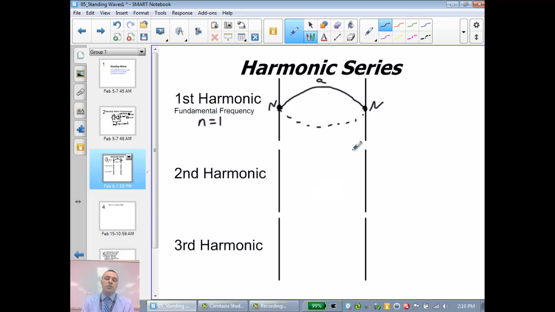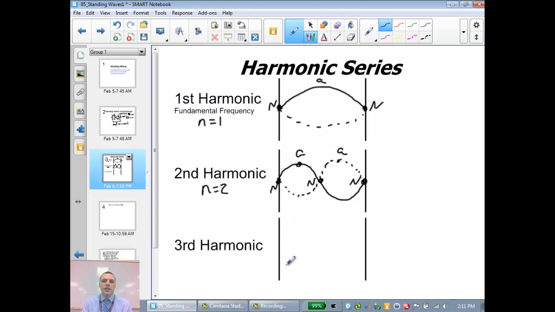The second harmonic is a little bit more complicated. All we do is add one node and one antinode. So I'm going to have a node at each end and one in the middle. And in between each node, just like the first one, is a half a wavelength. So this will be a half, and then a half there. And I like to draw the dashed line to show where it's going to vibrate to. And we have three nodes in this case, node, node, node. And then up here we have an antinode, and also an antinode. So there's two antinodes, and this is harmonic n equals 2.